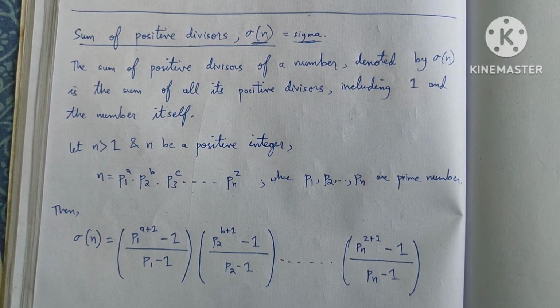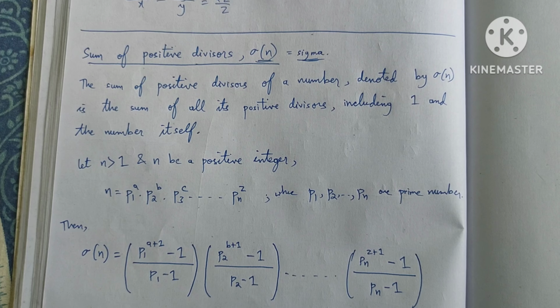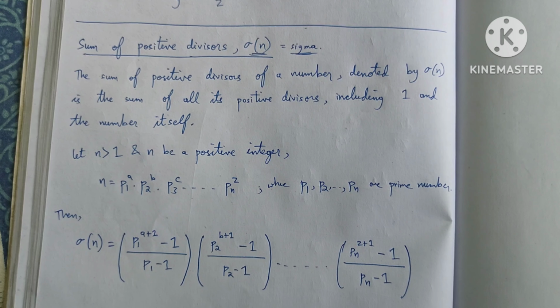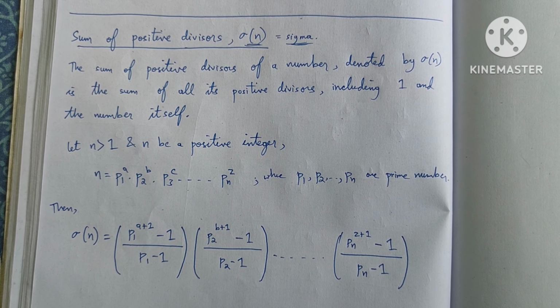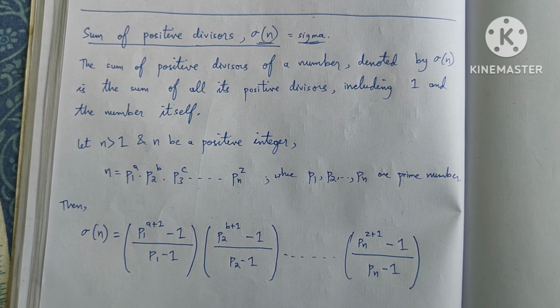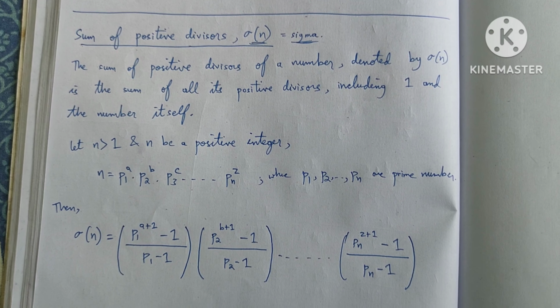Hello friends, in today's video we are going to learn about the sum of positive divisors, which is denoted by sigma n. The sum of positive divisors of a number is the sum of all its positive divisors, including 1 and the number itself.